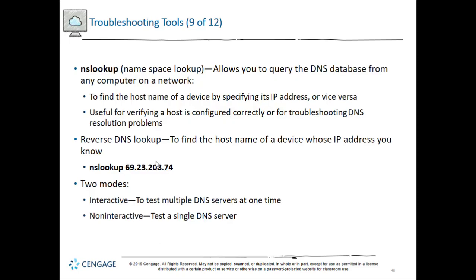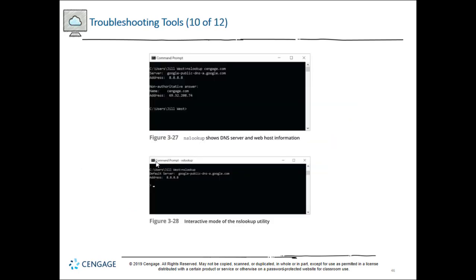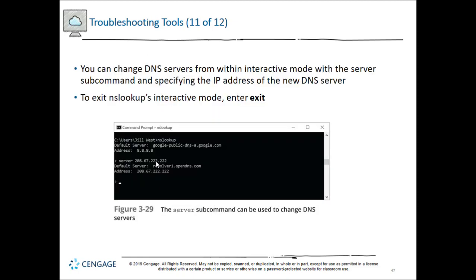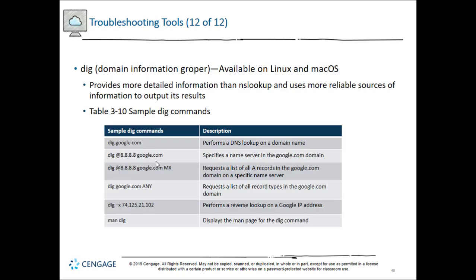And this nslookup I mentioned earlier allows you to query the DNS database from any computer on your network, find out authoritative servers, and stuff like that. And that's what you're seeing right there. You can change DNS servers from within interactive mode with the server subcommand, and then specifying the IP address of the new DNS server. The dig command is used on Linux and Mac operating systems.